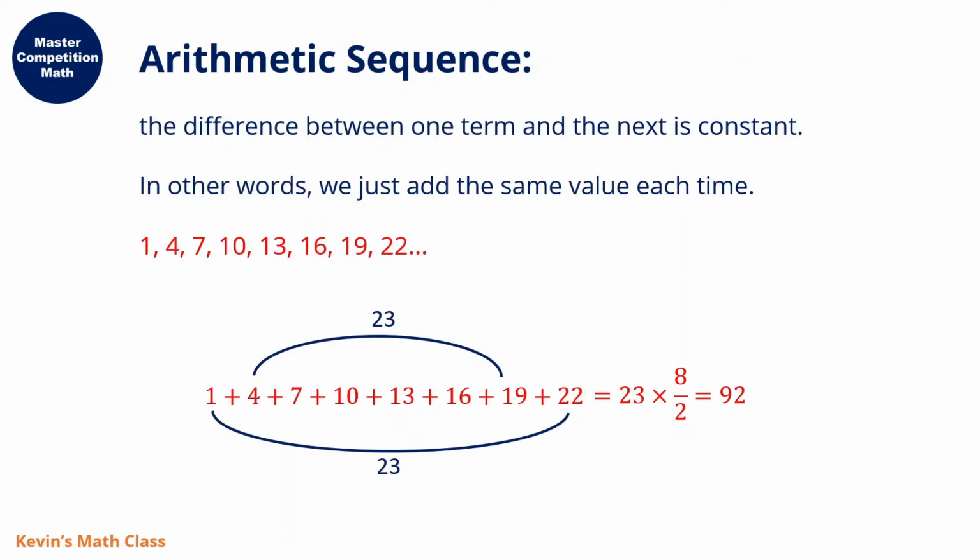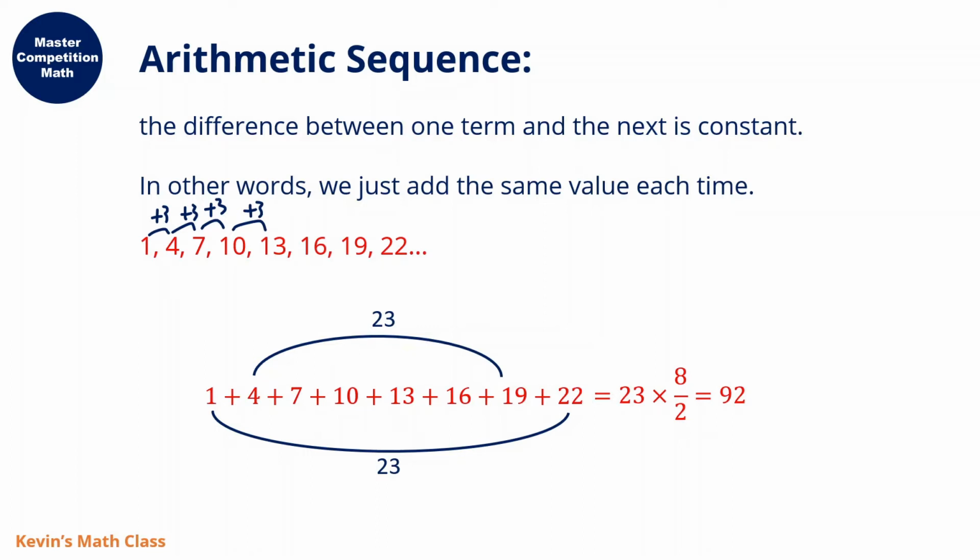Here we have the idea of arithmetic sequence. An arithmetic sequence is one where the difference between one term and the next term is a constant. In other words, we just add the same value each time. So here you can see each time is a plus 3. This is an arithmetic sequence.